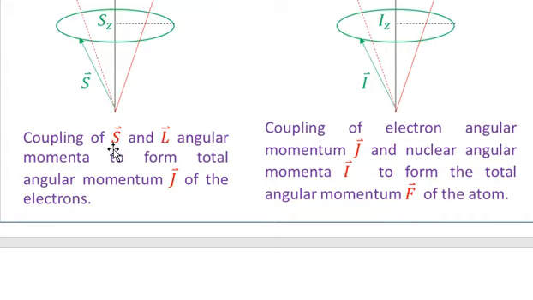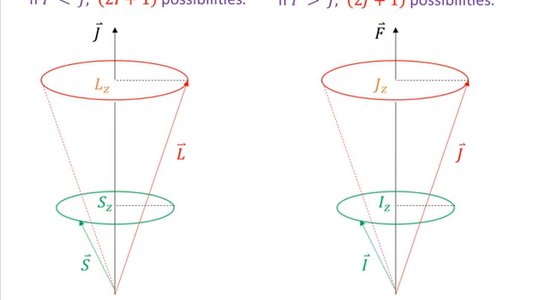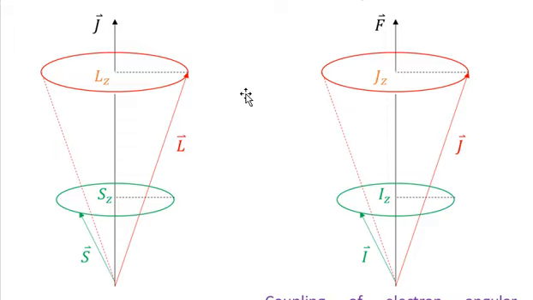Now, this coupling of the angular momenta S and L to form the total angular momentum J of the electrons is the case of LS coupling. In LS coupling, L and S combine together to give you the total angular momentum J of the atom. This is the picture on the left hand side, which I have already discussed many times.